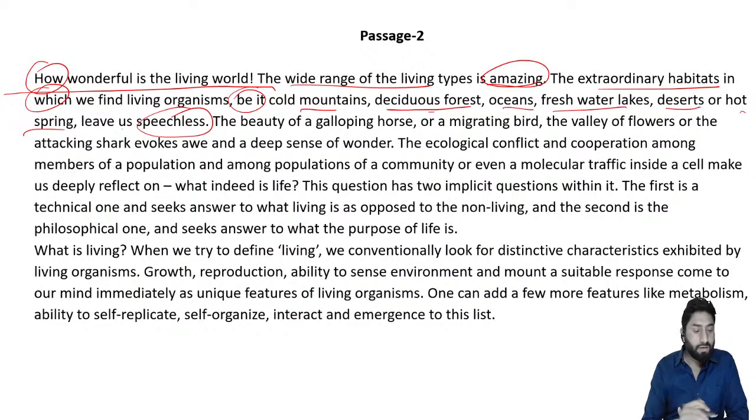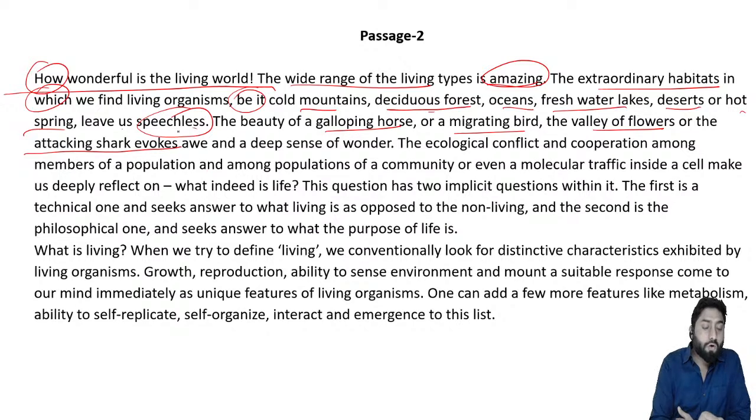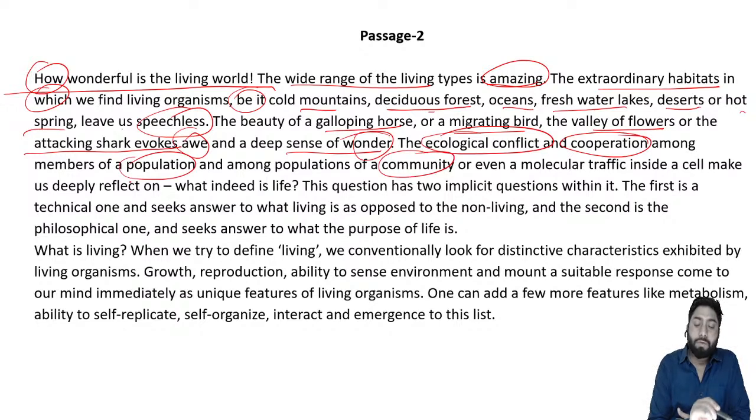Yes, obviously, it's a beautiful earth we live in, though we're not doing much to save it. The beauty of a galloping horse or migrating birds, right? The valley of flowers or the attacking shark evokes awe and a deep sense of wonder, right? The ecological conflict and cooperation among members of the population and among populations of a community, or even a molecular traffic inside a cell make us deeply reflect on what indeed is life? That's a bigger question they're asking.